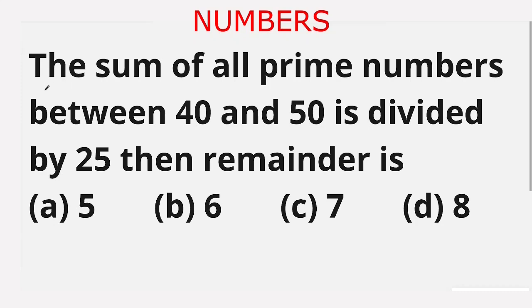Our question is: if the sum of all prime numbers between 40 and 50 is divided by 25, then the remainder is: option A 5, option B 6, option C 7, option D 8.